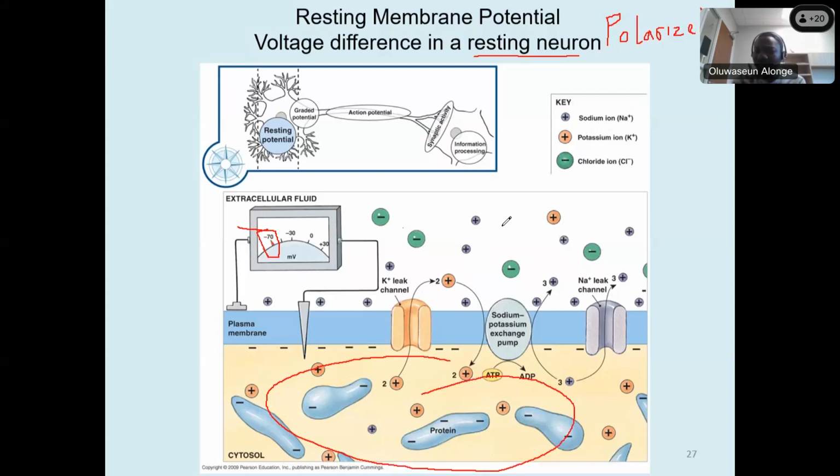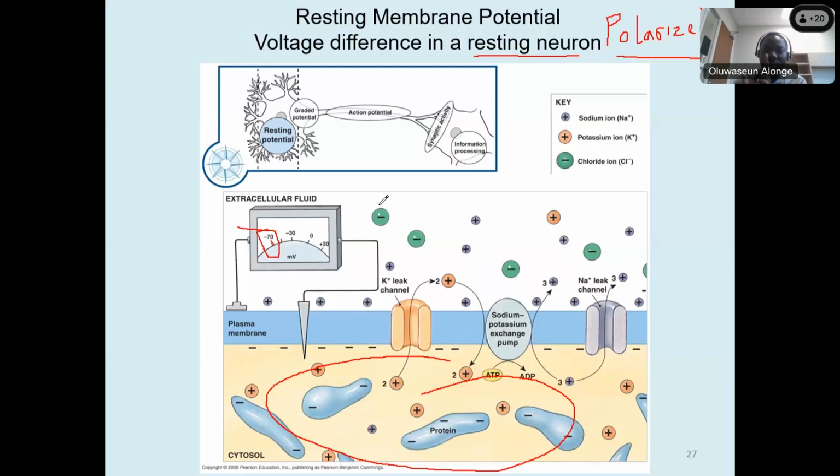Take note, I didn't just say inside is negative and outside is positive. I used a comparative word. I said inside is more negative than outside. So let your emphasis not just be on the charges yet. When the inside is more negative than the outside, we say this membrane or the cell is polarized at that point. So in a state of rest, the inside is usually more negative than the outside.